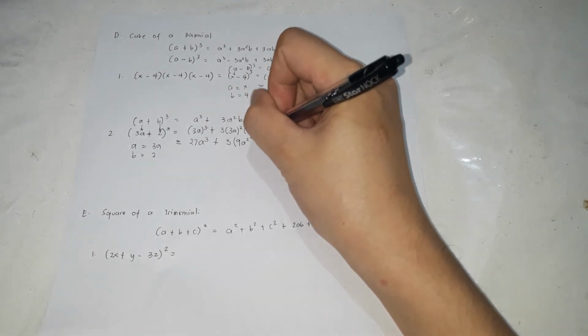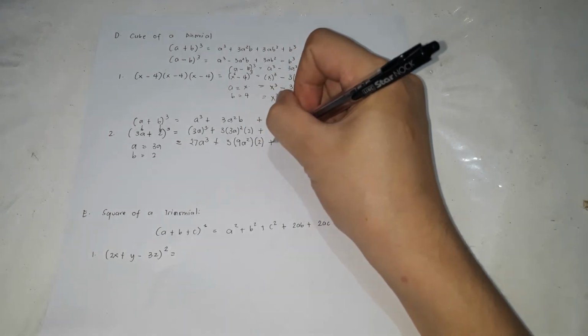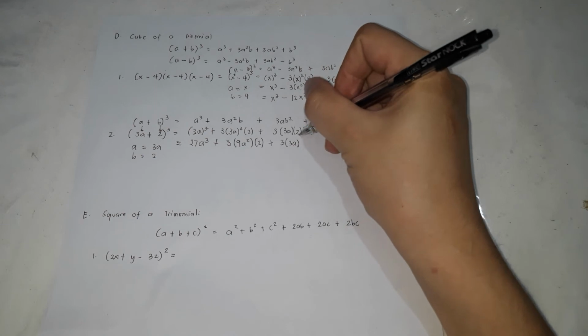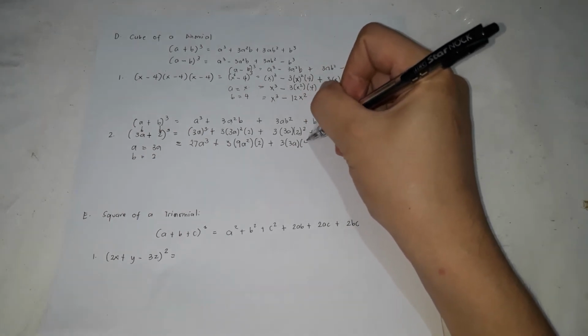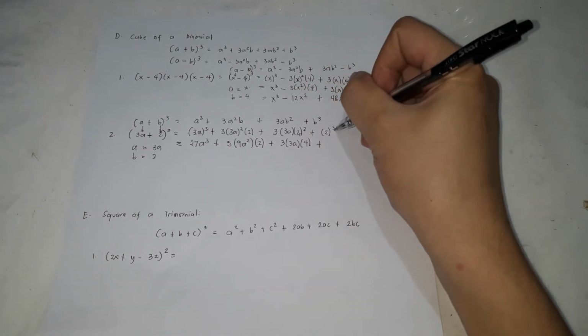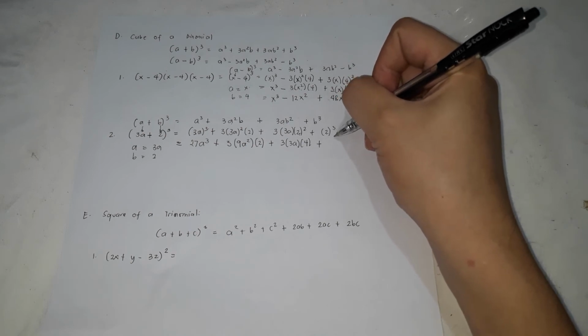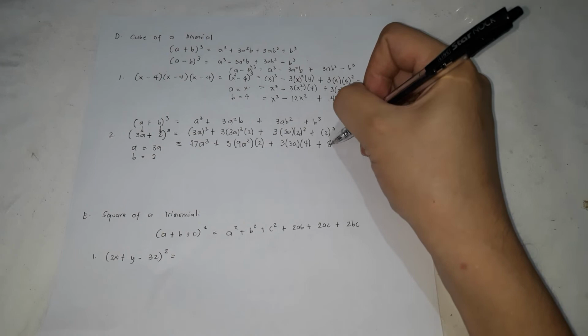a squared, copy 2. Plus, copy this, copy this too. Solve this. 2 squared is 4. Plus, 2 cubed is 2 times 2 times 2. 2 times 2 is 4, 4 times 2 is 8. So, 2 cubed is 8.